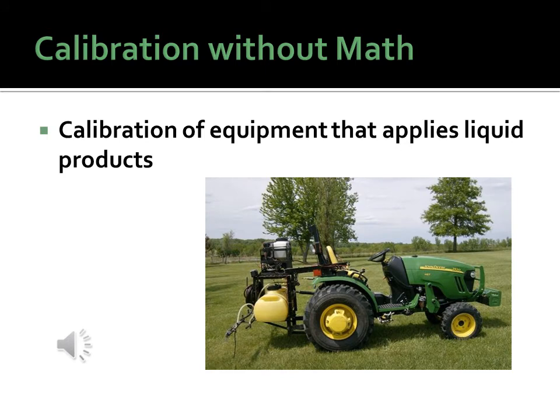All right, the next one is calibration of equipment that applies liquid products. That's a good little lawn tractor there. It's got the sprayer on it. You wouldn't want to take this in somebody's yard, but you'd want to use this on football fields, golf course greens, whatever. I'm just talking about the setup and the size. That's good around farms and stuff like that too.